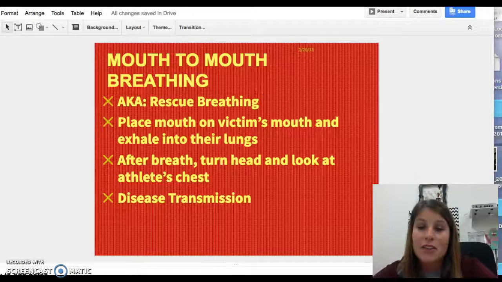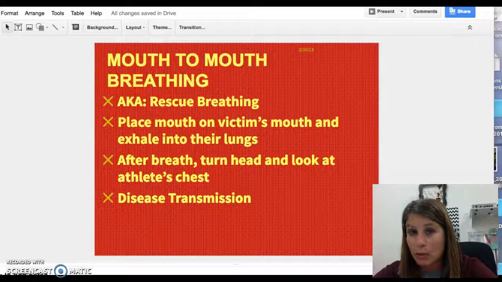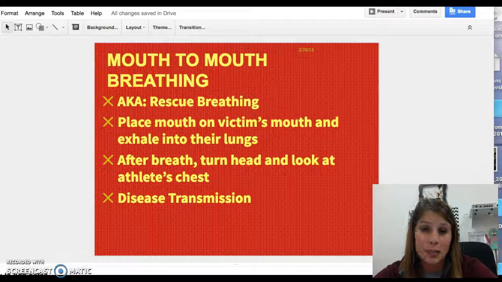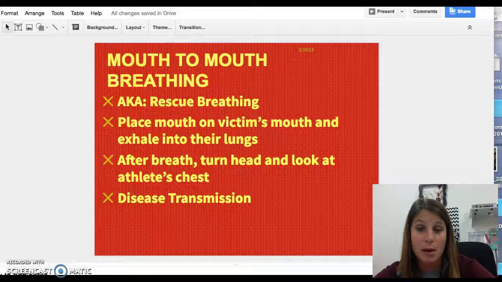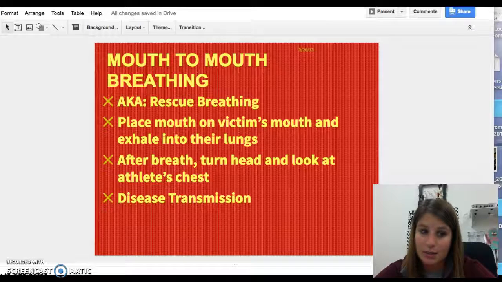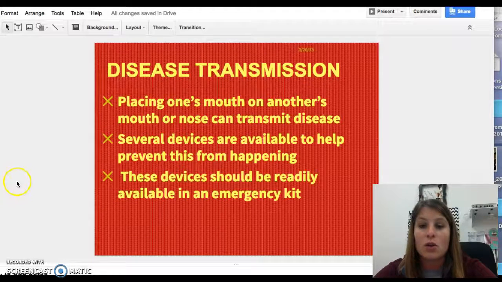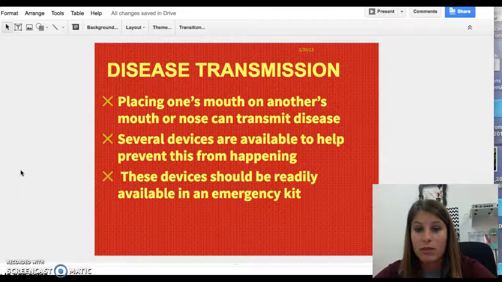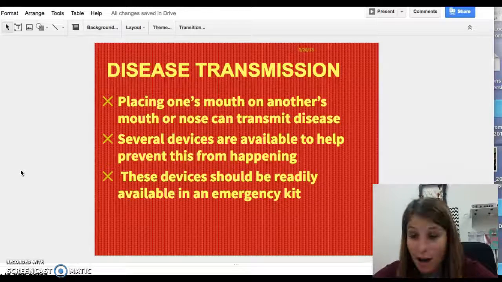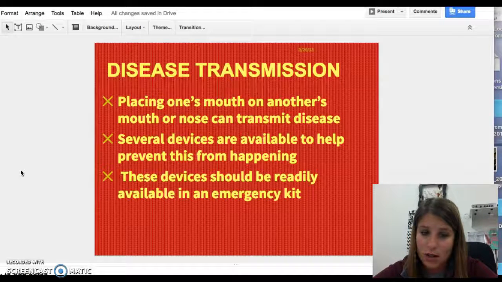The thing that you want to be concerned with on mouth-to-mouth breathing is disease transmission. Like we learned in bloodborne pathogens, you can have diseases passed from one person to the next through mouth-to-mouth. This is one of the reasons why we use different types of protective barriers, like our masks. It's very important. Placing your mouth over another person's mouth, or over their nose and mouth, can not only pass what you have along to the victim, but vice versa.